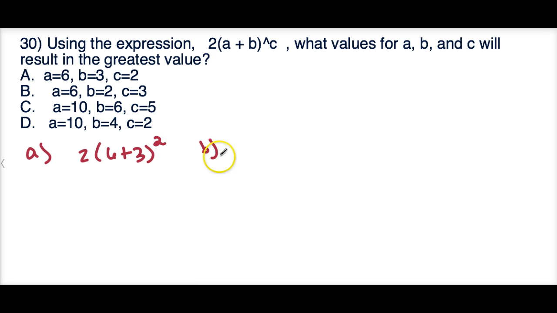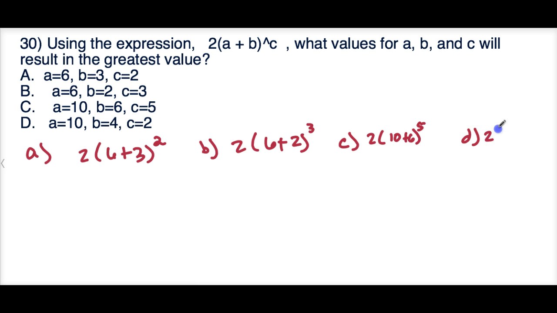Problem B, I'm just going to write them all down first. Problem B is 2 times the quantity of 6 plus 2 this time. And then C is the third power. For C, we have 2 times the quantity of 10 plus 6 to the fifth power. That's looking like it's probably the biggest one. And D is 2 times 10 plus 4 to the second power. So let's go back and solve these now.